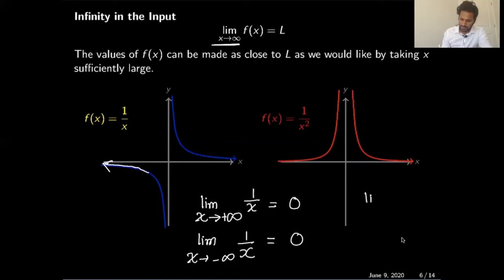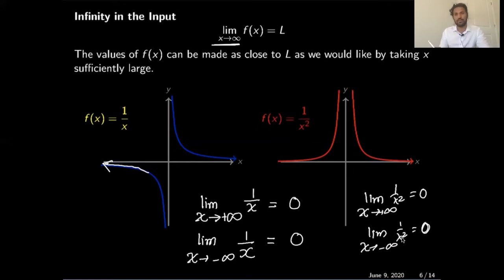And here you can see that the limit as x approaches plus infinity of 1 over x squared will be 0. The limit as x approaches minus infinity of 1 over x squared will also be 0, because 0 does not have any sign, so it will not be positive or negative. If it's 1 over a very large negative number or 1 over a very large positive number, both will give you a very small number, which is really close to 0.